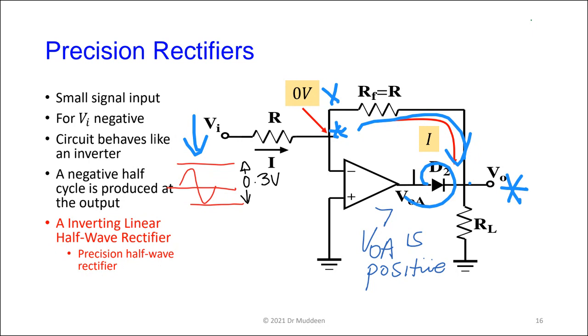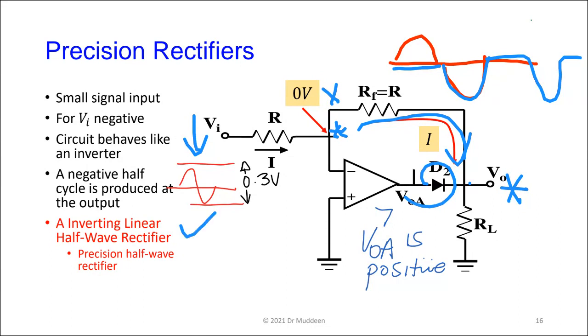So if you look at the waveform now, if you look at the characteristic, when the input was positive, the output was nothing. When the input is negative, the output is going to track that. So this is what you get. You're getting a precision inverting half-wave rectifier circuit, so if you put a small signal in, you're going to get a half-wave rectified version of the signal coming out.